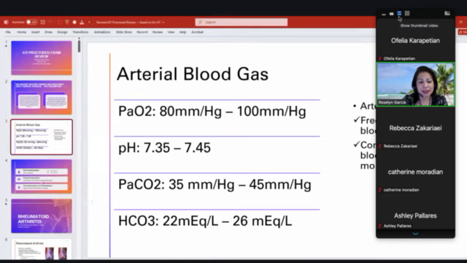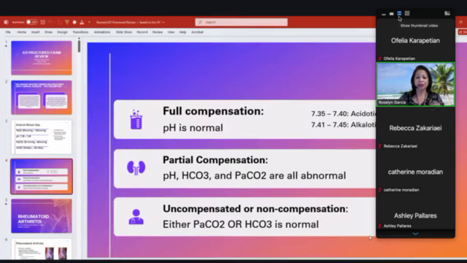Now, as far as compensation, if your pH is normal, immediately you know it's a full compensation, meaning the metabolic and respiratory work side by side and they successfully normalize the pH. That's why you know it's full compensation. But remember, we need to have either acidosis or alkalosis on the pH. So we're going to consider 7.35 to 7.40 as acidosis and 7.41 to 7.45 as alkalosis.